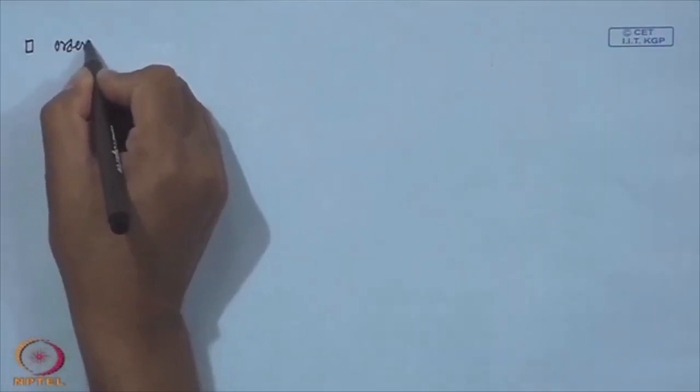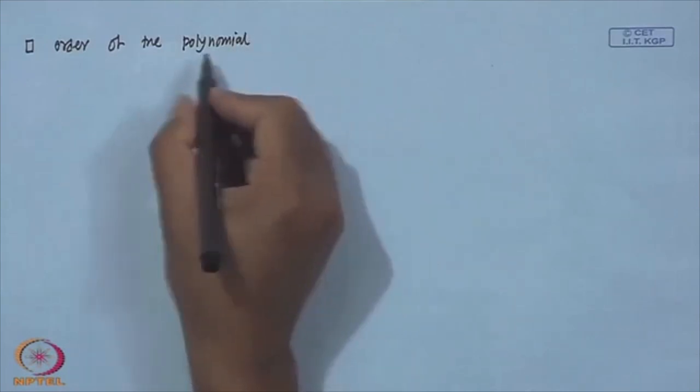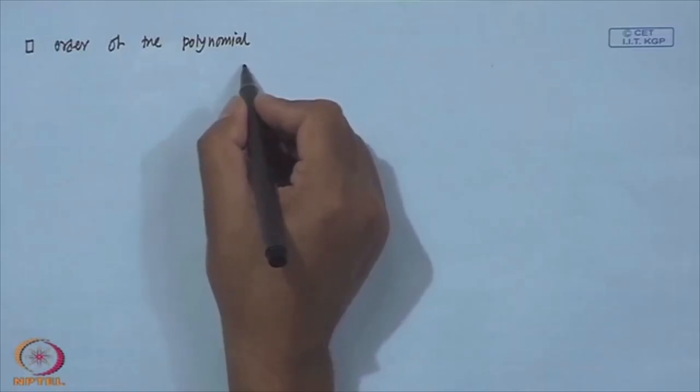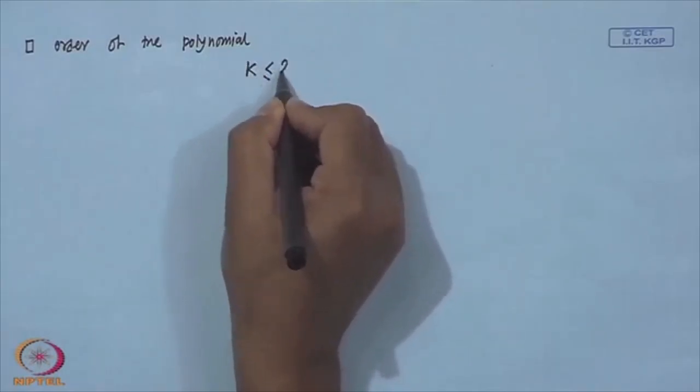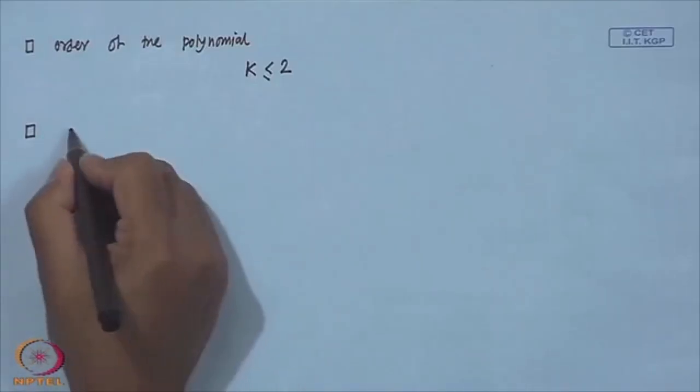Okay. So, we do not recommend a polynomial fitting of very higher degree. Usually, the order of the polynomial is less than or equal to 2. So, the next issue is that is called the model building strategy. So, the first one was the order of the polynomial, and here we decided that it is recommended that k is usually less than or equal to 2. And the second one is model building strategy.